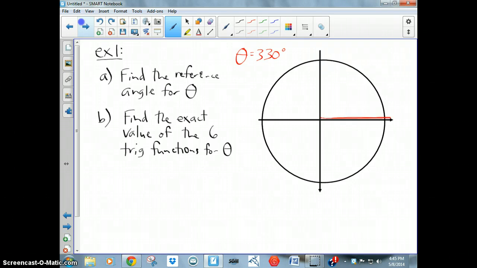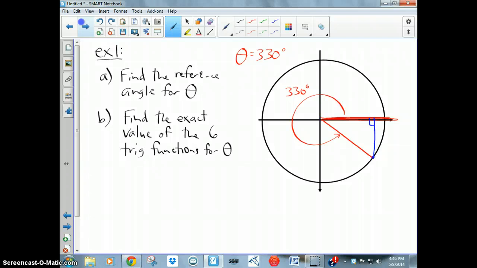So what we need to do is we need to draw that. There's my initial side. And what I'm going to do is I'm going to draw theta, which is going to be this red line right there. There's theta, 330 degrees. Now, what I'm going to do is drop, it meets the circle here, I'm going to draw this little vertical line right here to make ourselves a right triangle.